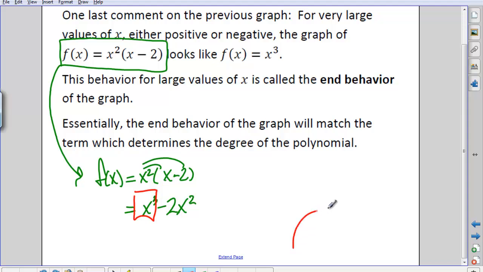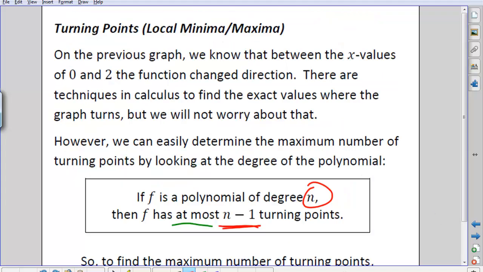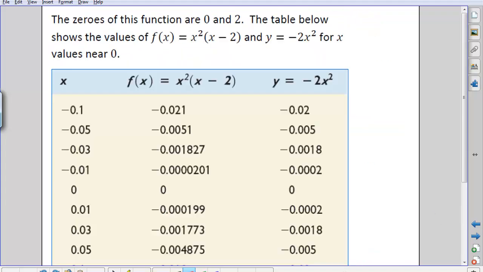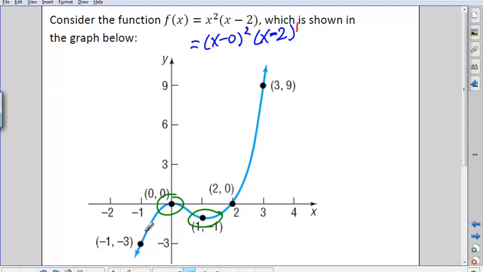X cubed looks like this, right? So that S shape. Okay, so I know that the ends of my graph are going to look like that. The left edge is going down, the right edge is going up, is what I'm referring to there. It just tells you which direction the ends of your graph are going to go. Left edge down, right edge up, which is exactly what we see. Again, if we go back and look at the graph there, the left edge goes down, the right edge goes up.